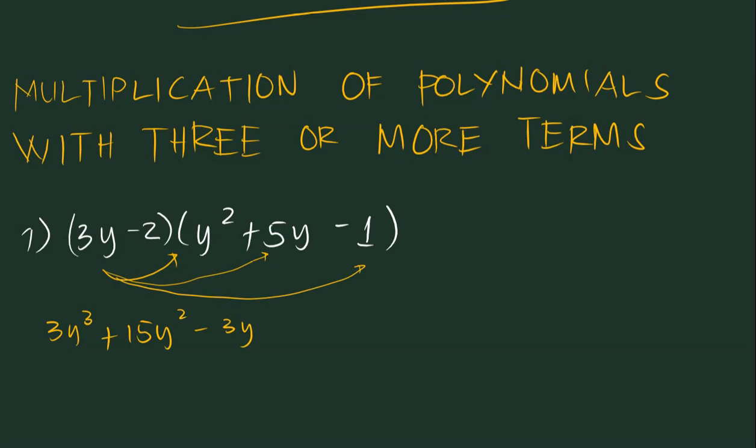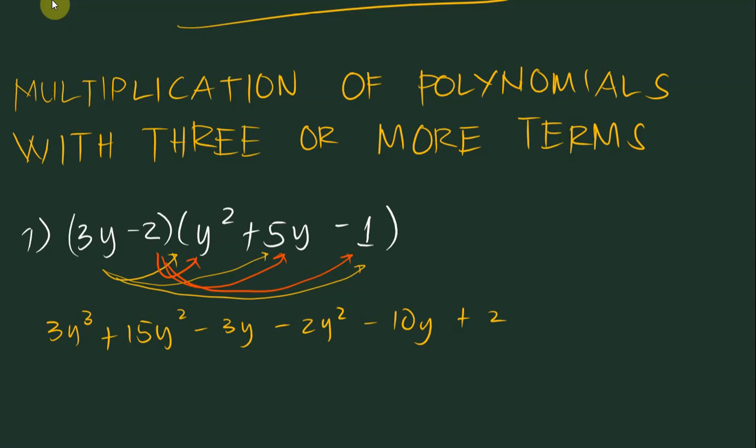Let's distribute negative 2 this time. So negative 2 times y squared, that would be minus 2y squared. And then here, that would be negative 10y. And then negative 2 times negative 1, that would give us positive 2, right?